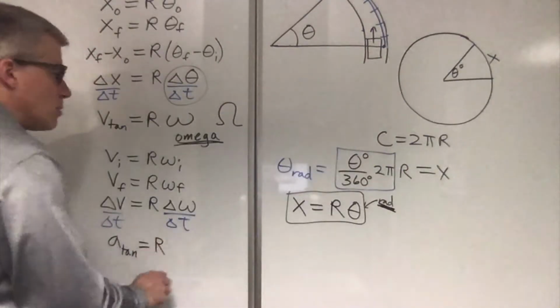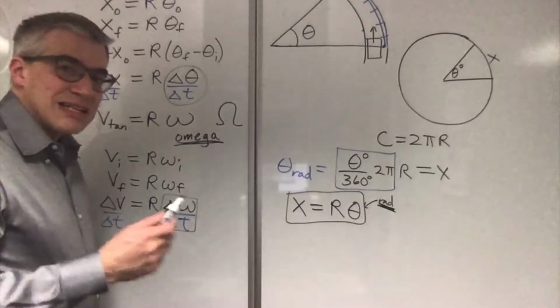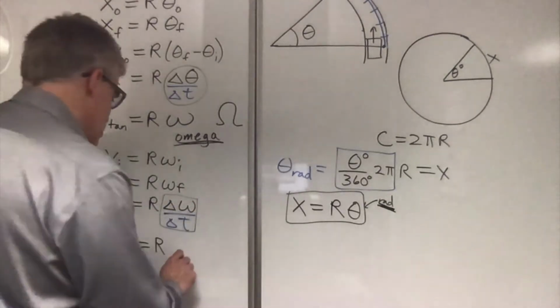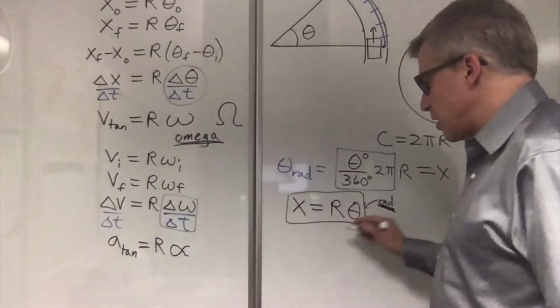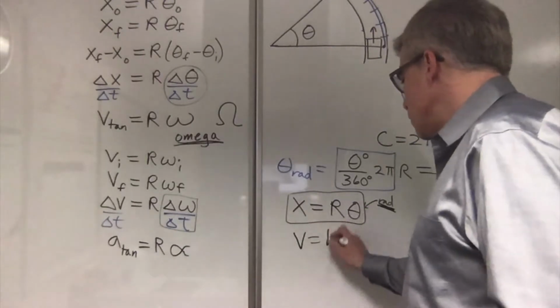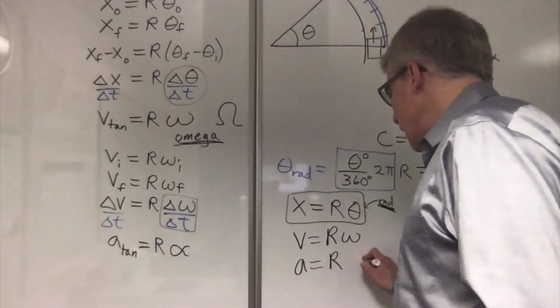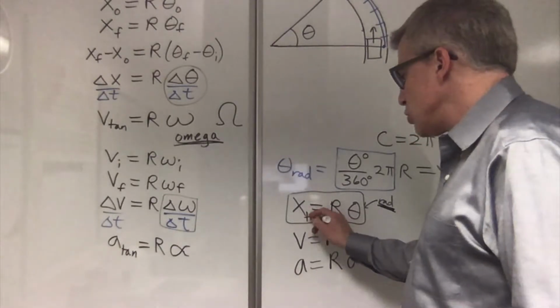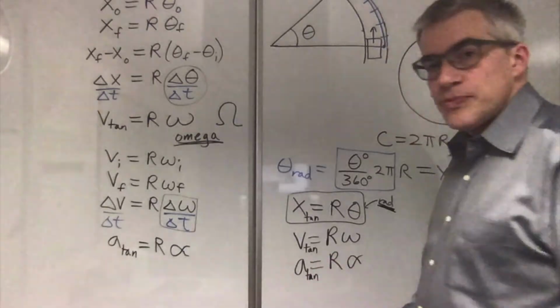What does it equal? Well, we need a name for this too. If we're talking about angular acceleration, we should call it something like alpha. Here we have our key formulas. X equals r theta, V equals r omega, and A equals r alpha. These are tangential distance, velocity, and acceleration.